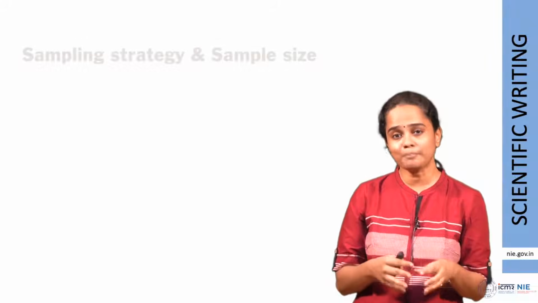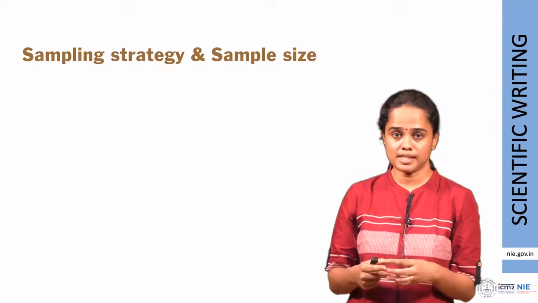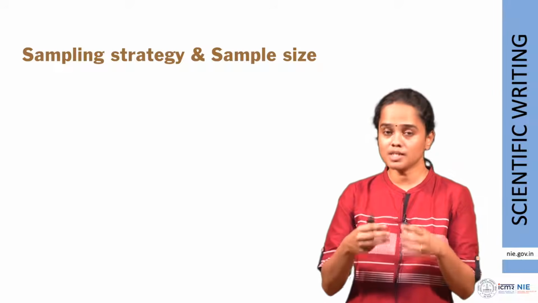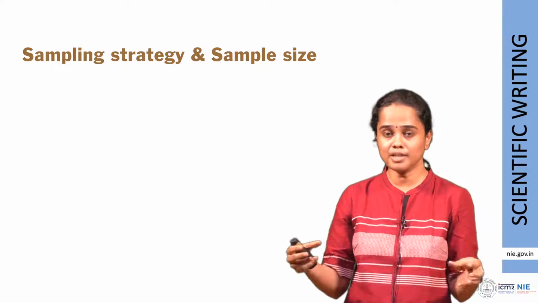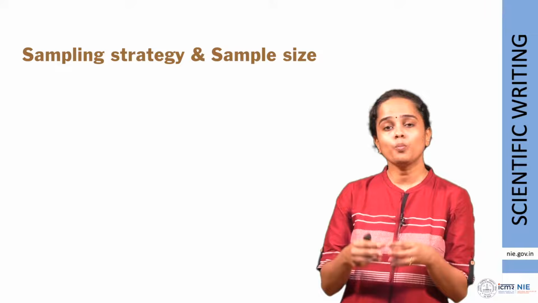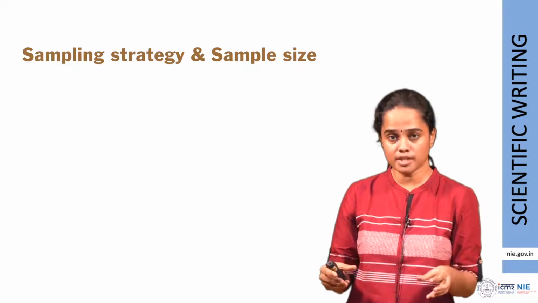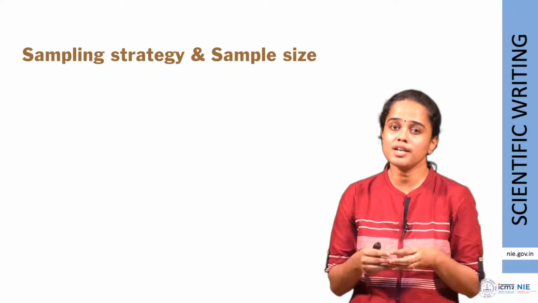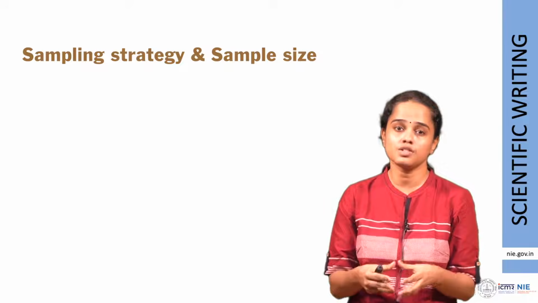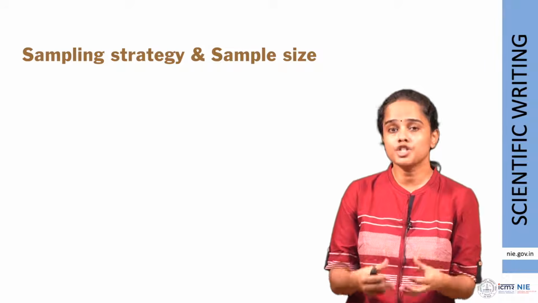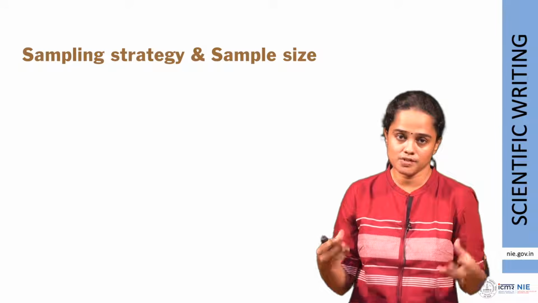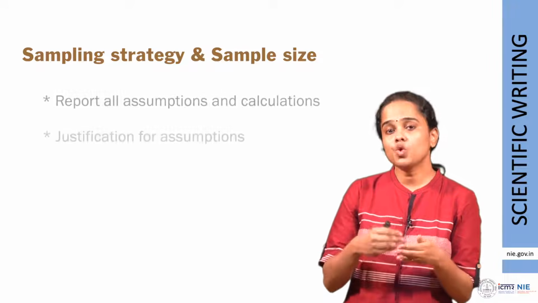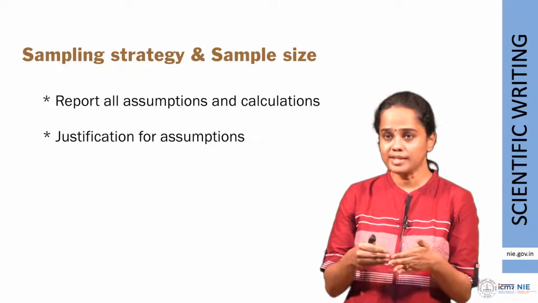The next section of methods would be on sampling strategy and sample size. We did talk about study population and sample in the last sessions. So just because you couldn't study an entire population, you have sampled, you have taken a representative sample and conducted your study. Now, how did you select that representative sample? That is what you discuss under sampling strategy.